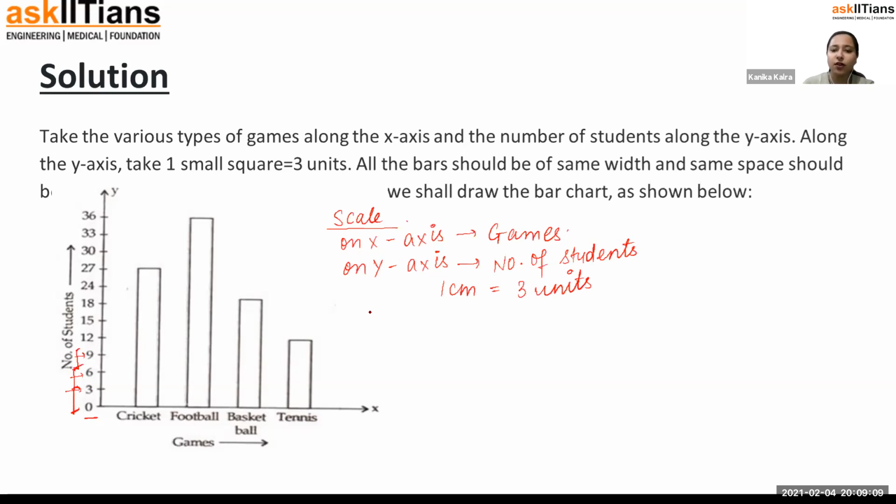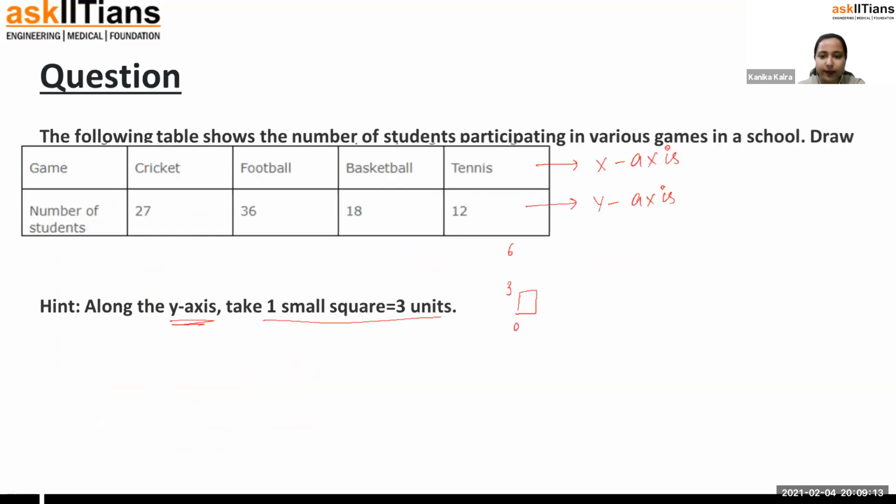All right. So according to the diagram, according to the given values, if we talk about cricket, it is 27, football is 36, basketball is 18, and tennis would be 12. So we have to take a gap of 3. That means how many boxes will be there in 27? You need to divide 27 by 3. There would be 9 boxes covered, right?